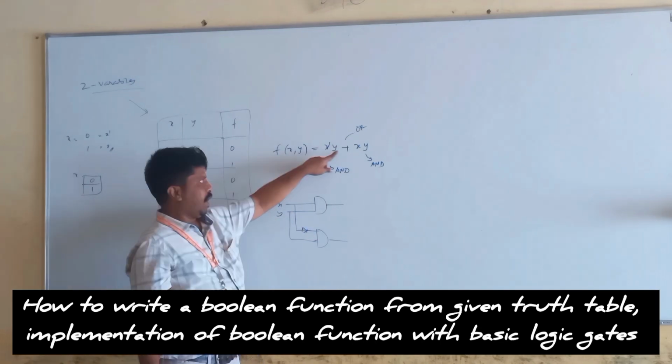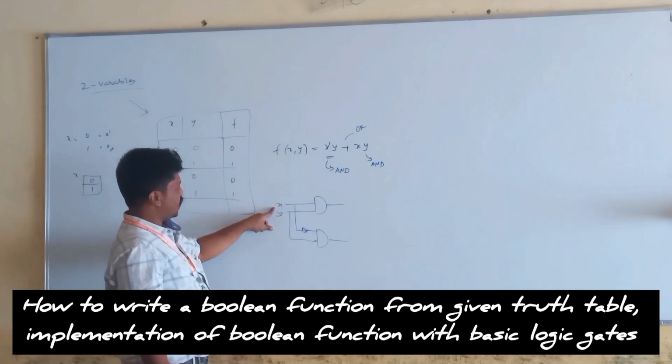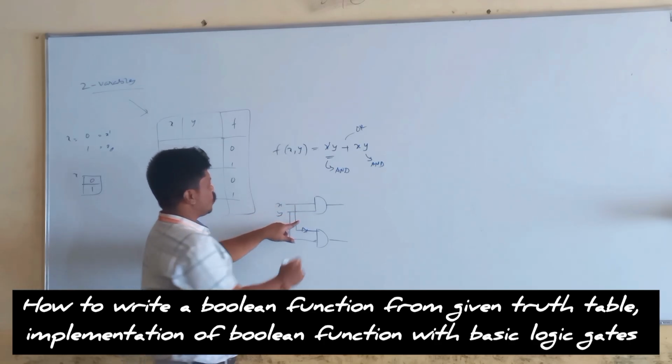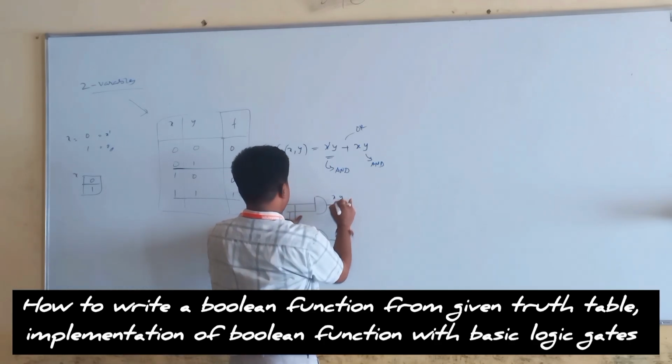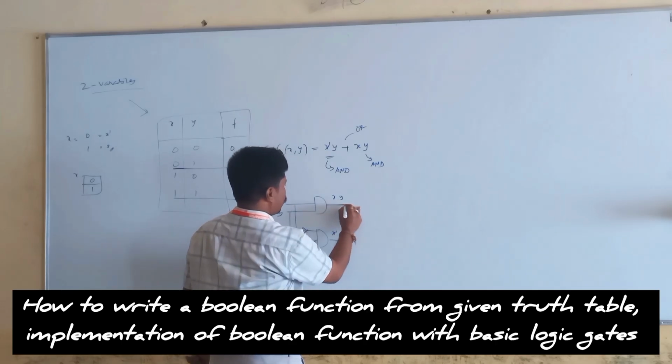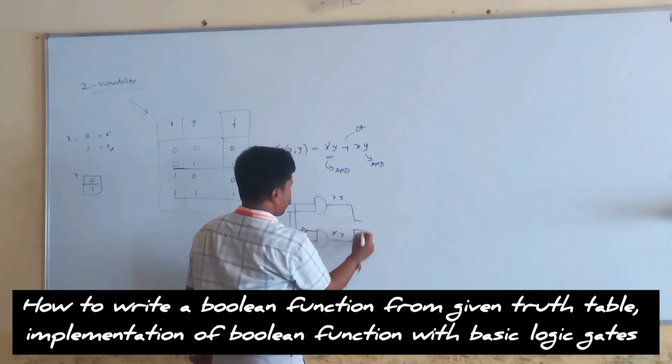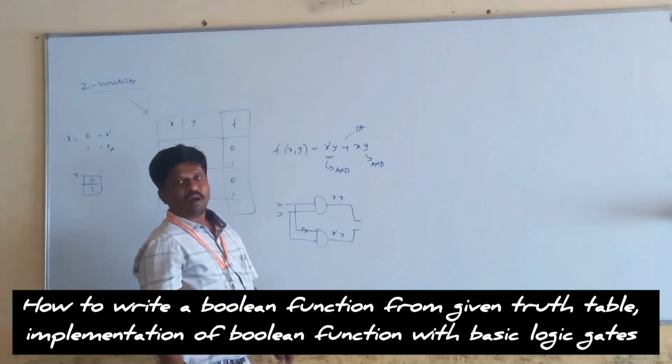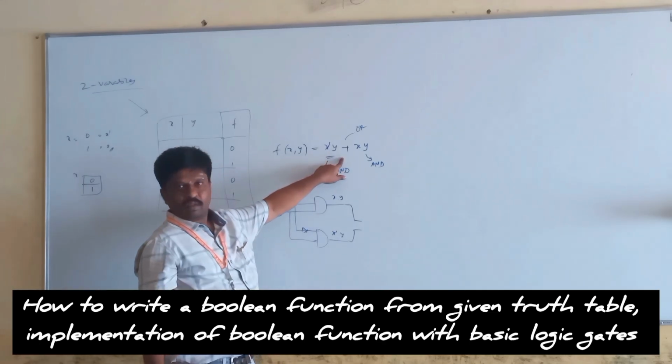And for the next one, this x becomes x and y. This is x dot y. This is x dot y. These two are inputs. The outputs of these are fed to one more OR gate, because we need the plus operator here.